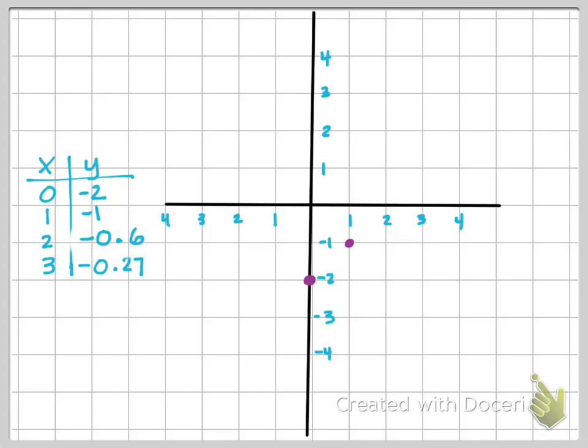Then I've got 2, negative 0.6. Now, negative 0.6 is going to be a little bit lower than negative half, right? Because it's a little bit smaller than that. So I put it as close as I think it's going to be. Obviously, you're not going to get the exact 0.6 or negative 0.6, okay? You're just going to try to get close. And last but not least, 3 and negative 2.7. So it's probably going to be somewhere right around here.